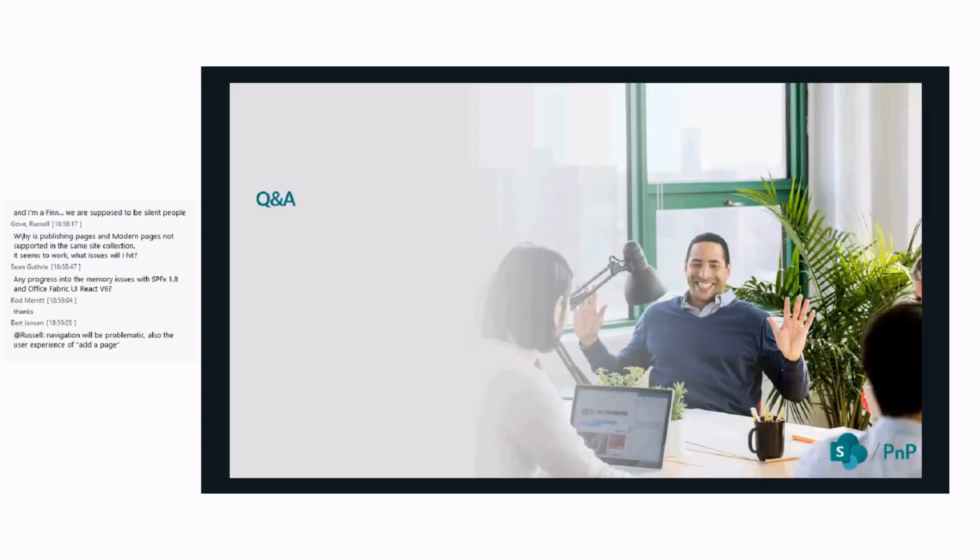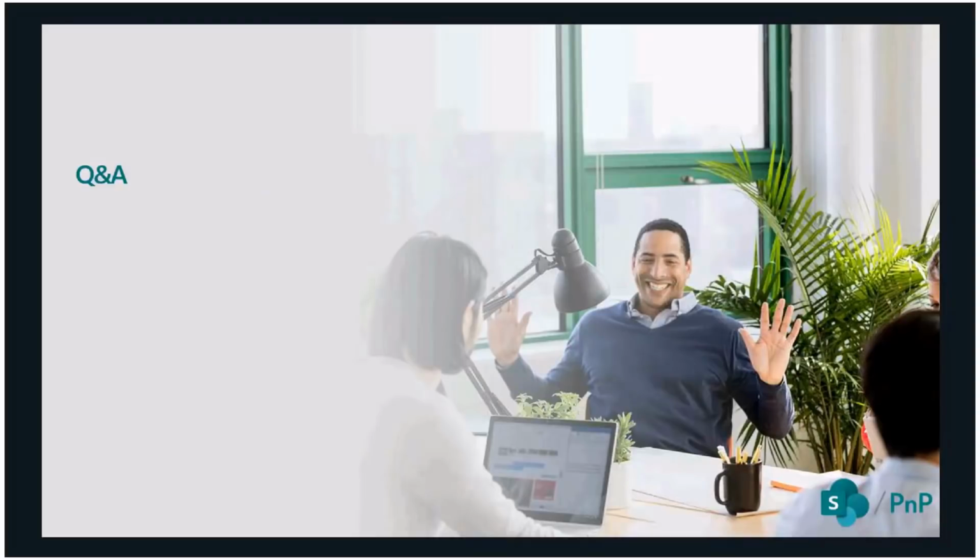Quickly, Sean's question: any progress on the memory issues with SPFx 1.8 and Office UI Fabric 6 and React? We're working on update releases of the SharePoint Framework, potentially 1.8.1 and 1.8.2. The 1.8.1 is for immediate quick fixes, and then 1.8.2 for slightly larger fixes related to 1.8. So there are certain scenarios where, if you develop certain things, you might run into issues. It is, however, safe to use 1.8, but if you run into these issues, that's why we are releasing new fixes for them. As an example, the memory issue.